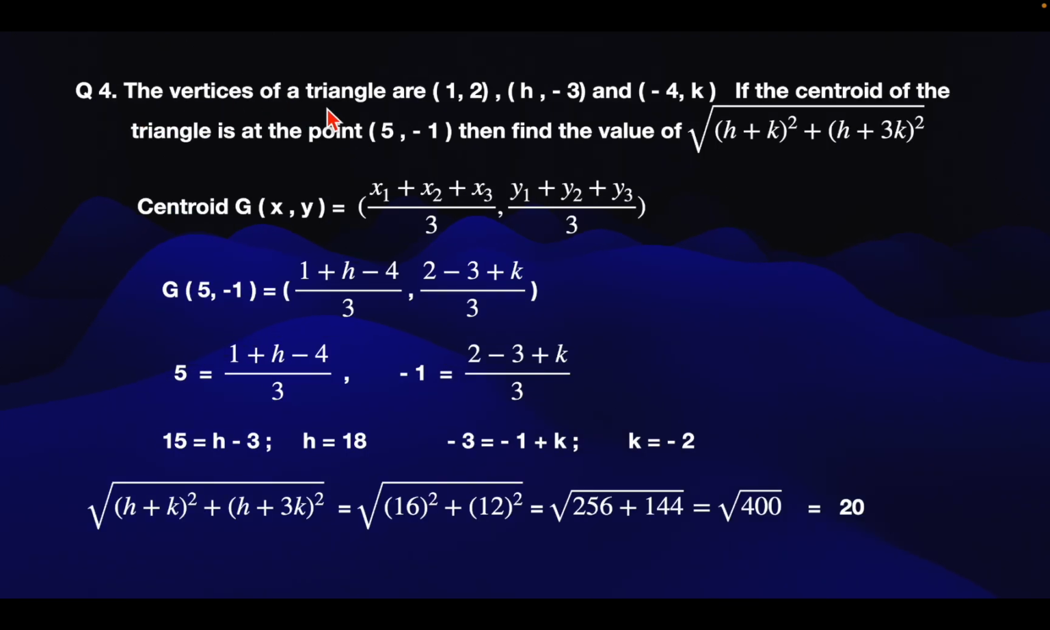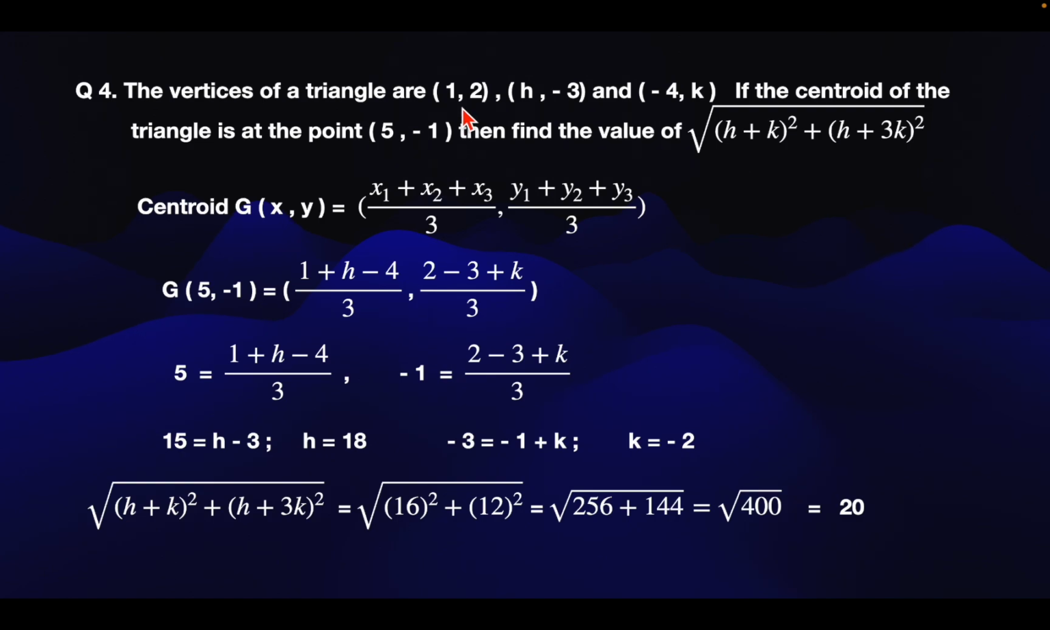Question 4. The vertices of a triangle are given here, the 3 vertices of the triangle. If the centroid of the triangle is at point (5, -1), then find the value of this expression. So here they've given us the 3 vertices of the triangle. Write down the centroid formula. We know the value of the centroid as (5, -1).